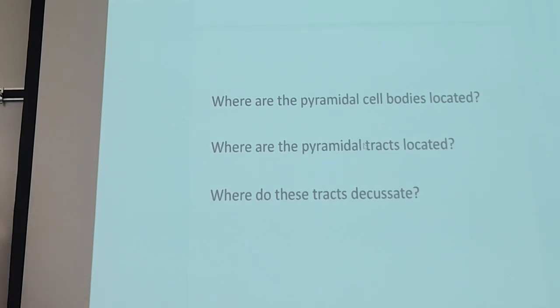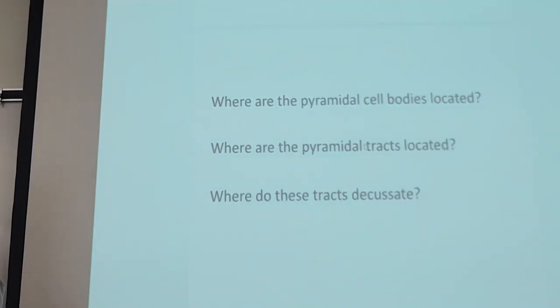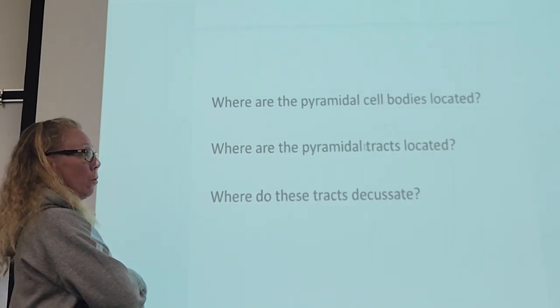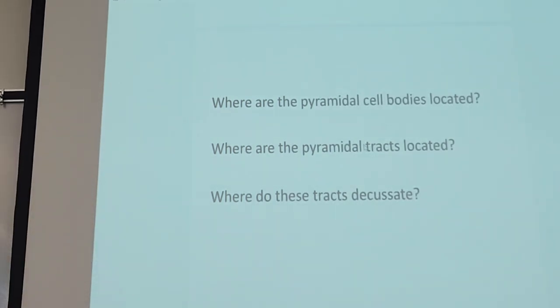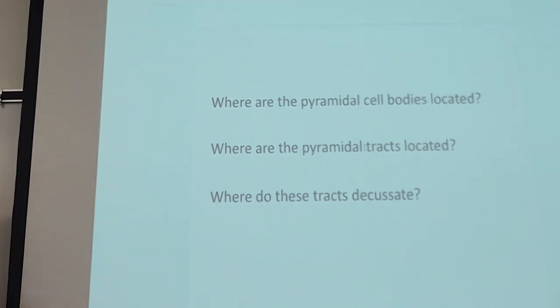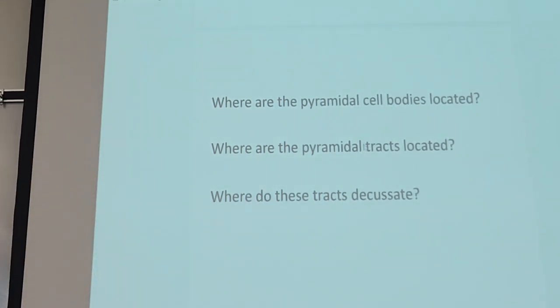So then where are the tracts located? What's the definition of a tract? It's going to be a collection of axons in the CNS. So we're going to find axons where? In the white matter, right? So we're going to find tracts in white matter. And where did we say that these tracts cross over? Where in the brain? Thalamus. So decussate means crossing over. In the medulla, right? Because the medulla has pyramids. And in the pyramids is where the pyramidal cells cross over. Okay.